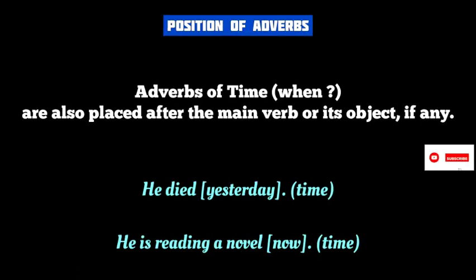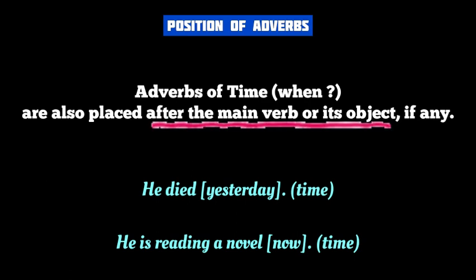Adverbs of time denote the time of an action. They tell us when or at what time an action takes place. Just like adverbs of manner, adverbs of time are also placed after the main verb or its object, if any. For example, in the sentence, he died yesterday, yesterday is an adverb of time. It indicates when the person died. We can see here that the principal verb died has no object. It is an intransitive verb, so the adverb of time has come right after it.